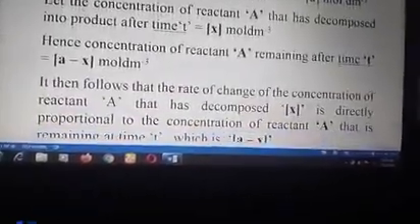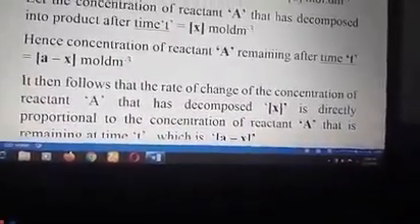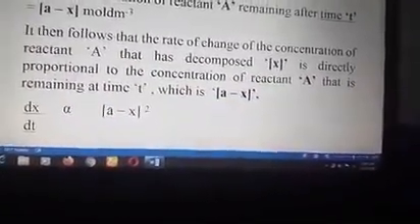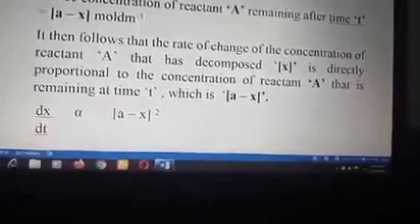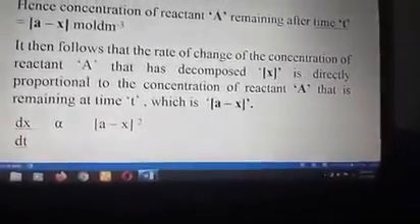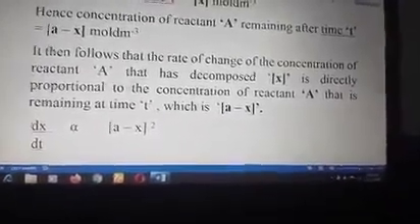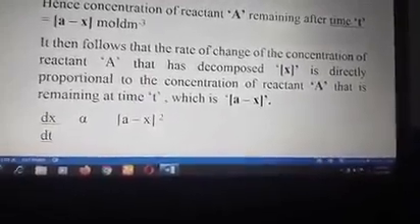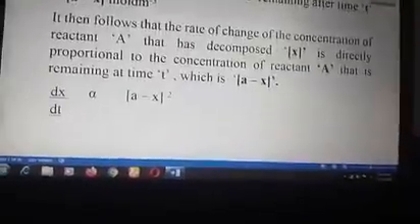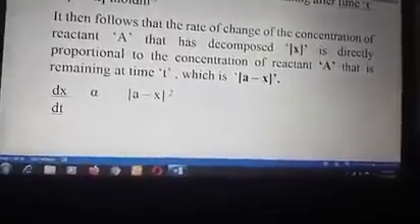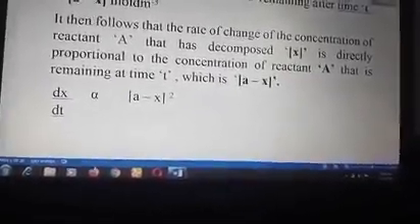It then follows that the rate of change of the concentration of reactant A that has decomposed, that is x, is directly proportional to the concentration of reactant A remaining after time t, which is a minus x. I repeat, the rate of change of the concentration that has decomposed, x, is directly proportional to the concentration remaining after time t, which is a minus x. Turning that statement into a mathematical expression, we say dx/dt is proportional to (a minus x) to the power 2. That power 2 indicates that the reaction we are considering is a second order reaction.